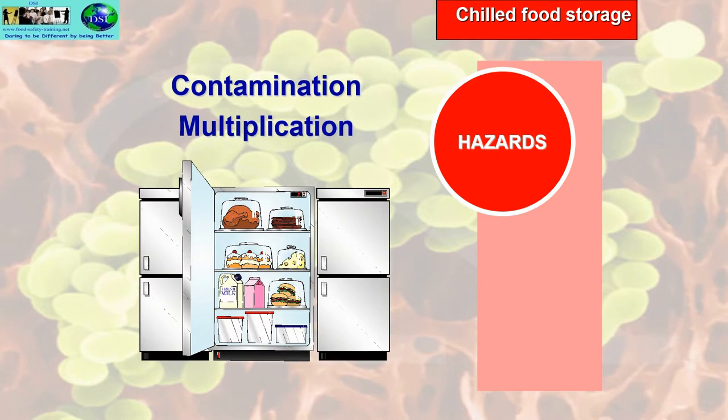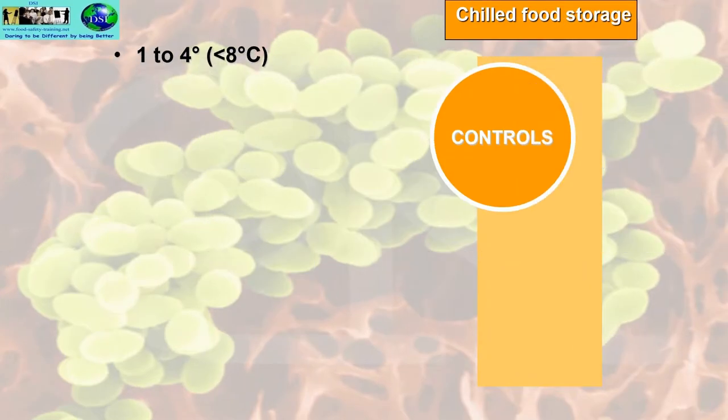Chilled food storage, again, if done incorrectly, could lead to contamination and multiplication. So controls, make sure that the fridge runs between 1 and 4 degrees C. The legal maximum in the UK under the food safety regulations is 8 degrees Celsius. But that is quite a dangerous temperature as far as I'm concerned, because E. coli will start to grow. Studies have shown that E. coli will grow at temperatures of 4 degrees C and above. And when E. coli grows, it will release toxin.